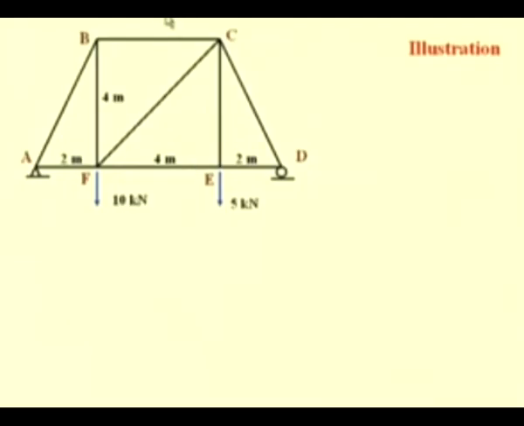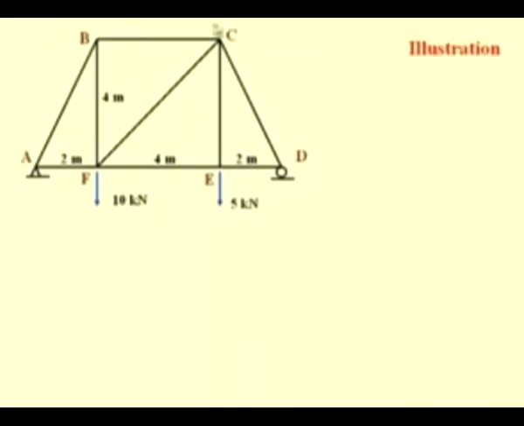We see that it is possible to create a section passing through the members BC, FC and FE such that the section passes through only 3 members. So, if we consider the portion of the truss ABF, then we will have only 3 unknown member forces if we have determined the pin reactions from the free body diagram of the entire truss.